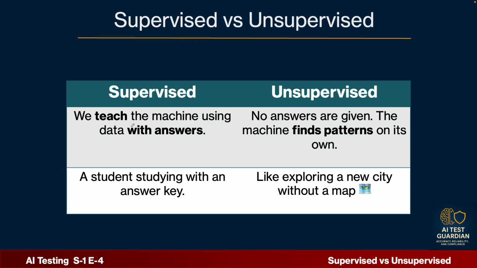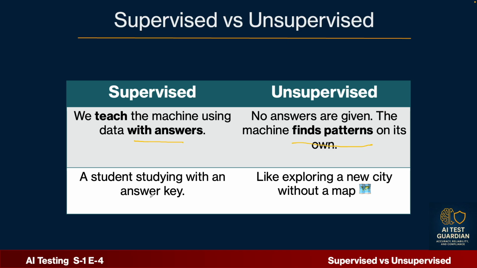In supervised learning, we teach the machine using data with the answers. And in unsupervised learning, we don't provide answers; it finds patterns on its own. Just like when you go to a city with no map, no Google Maps, and you just start roaming around and finding the patterns, the streets. That is unsupervised. It just learns on its own.